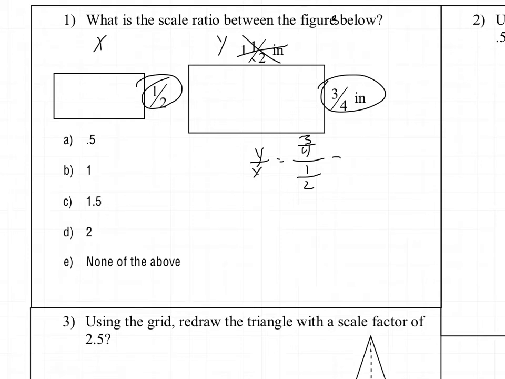3/4 divided by 1/2 is equivalent to 3/4 times the reciprocal, which is 2/1. Doing some cross canceling, we end up with 3/2, which is equivalent to 1.5.